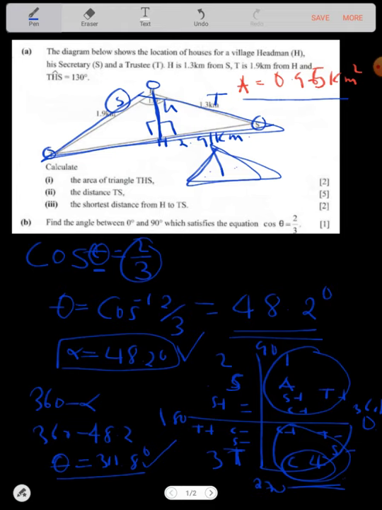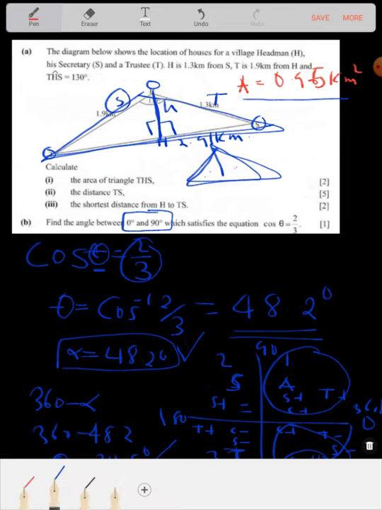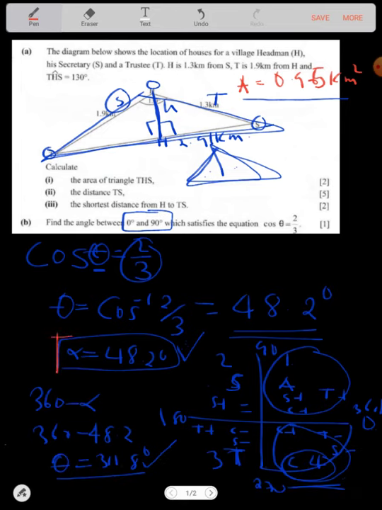Now this is what we would have gotten, but the range is between 0 and 90. So since it's just between 0 and 90, the only answer in this case is this. That's the answer. We could have gotten this one, but it's out of range, so we can't take it. So we only want this one.